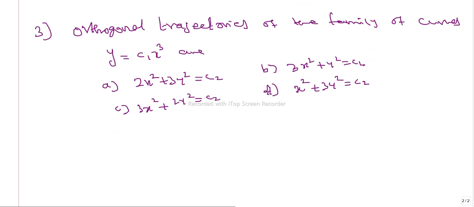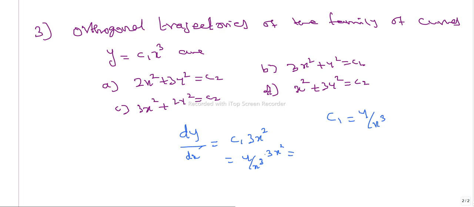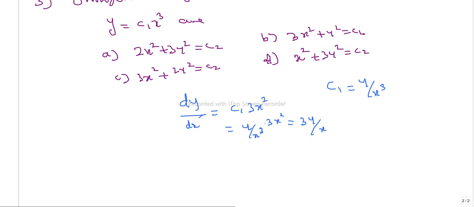So, we will find this one. First, we have to differentiate the given equation with respect to x. Therefore, on the left hand side, we have dy by dx, and on the right hand side, c1 times 3x square. We have to cancel this c1. So what is c1 from the given equation? It is y by x cube. If we substitute y by x cube into 3x square, we can cancel x square. Therefore, we have 3y by x.